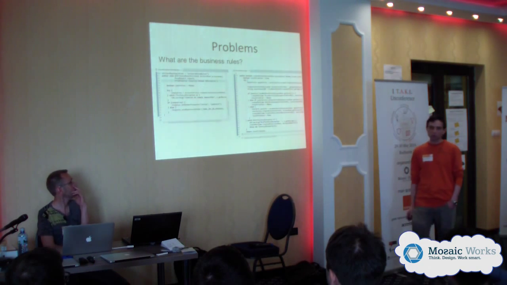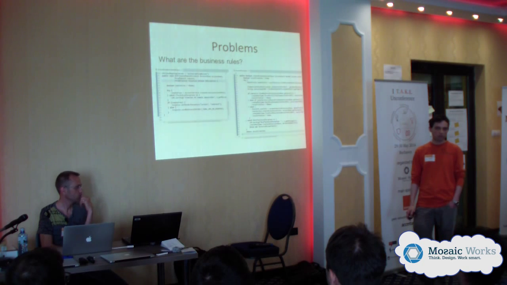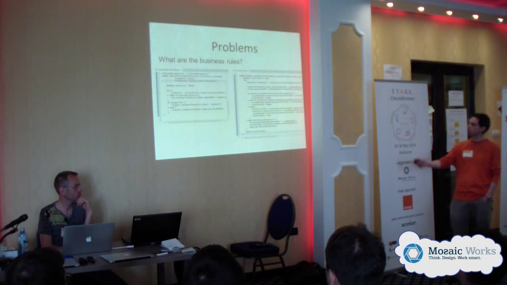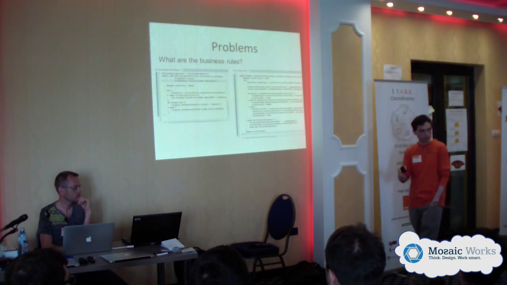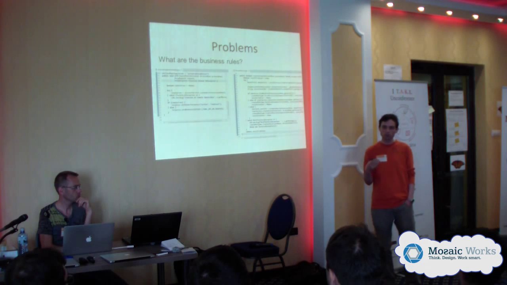All right. So what is the problem of the layered architecture? One of the problems is the business rules. It's difficult when you enter the code to find what your business rule is.